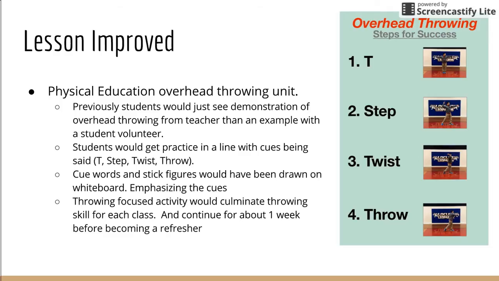The lesson chosen to improve upon was a physical education overhead throwing unit. Prior to the improvements being made, the physical education teacher would model the steps of the overhead throw, then have students model for their peers. The physical education teacher would provide the students with practice of overhead throwing while giving corrective feedback, prompts, and assistance as needed. Students would get practice in a line with cues being said by their physical education teacher. Cue words and stick figures would have been drawn on the whiteboard for examples.